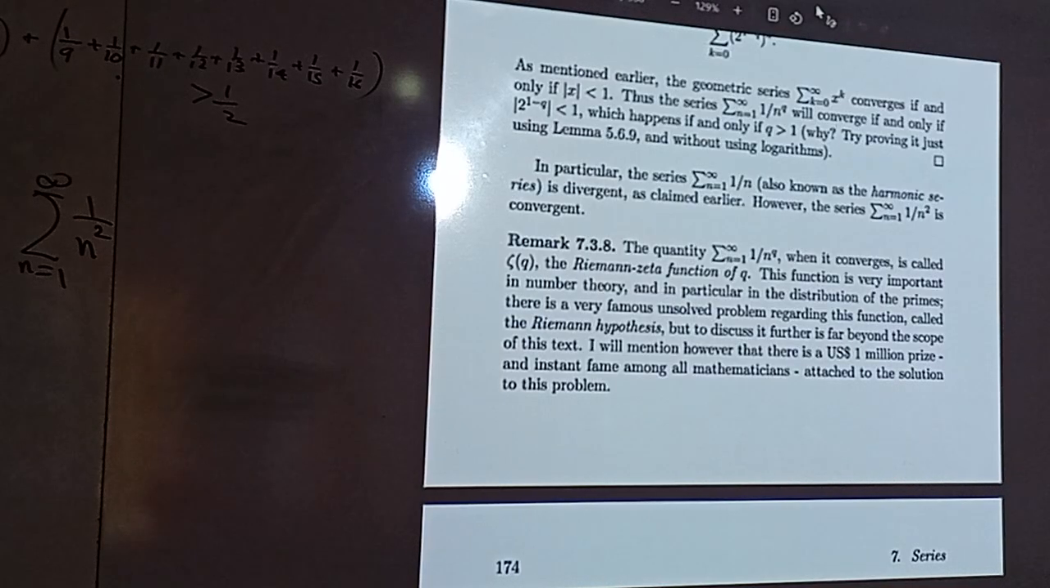I will mention, however, that there is a US $1 million prize and instant fame among all mathematicians attached to the solution. So, if you can solve the Riemann hypothesis, you get $1 million US. Not only that, right away, you will be a big hero in the world of mathematics.